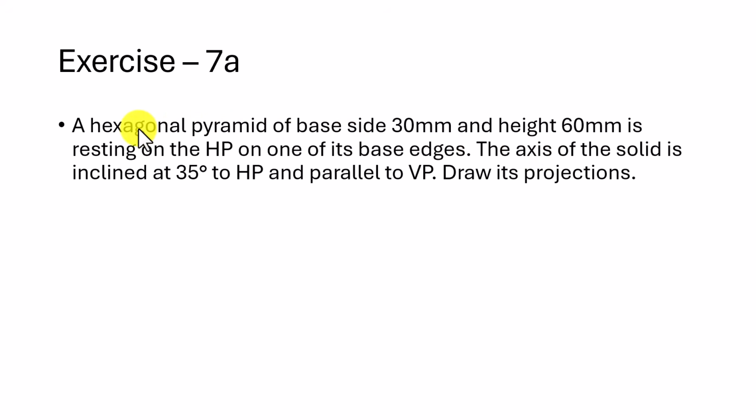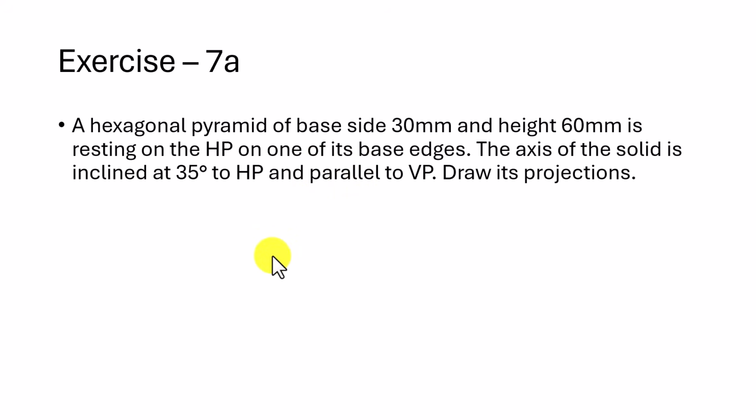In this video, you will learn how to create a hexagonal pyramid whose base side is 30 mm and the height is 60 mm. The pyramid is resting on the HP on one of its base edges and the axis is inclined at 35 degrees with HP and parallel to VP.